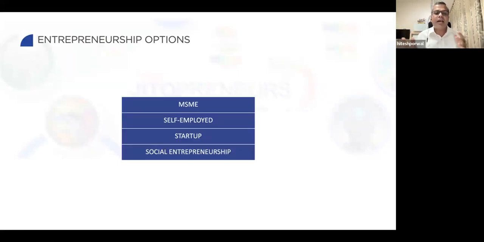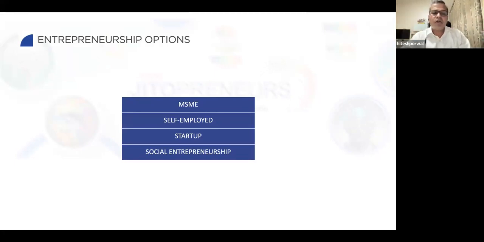So what options do you have? A lot of people get confused: is entrepreneurship business, MSME, or startup? So entrepreneurship is a broad term. It includes MSME, which is micro, small, medium enterprises, which is a dhanda, a business.